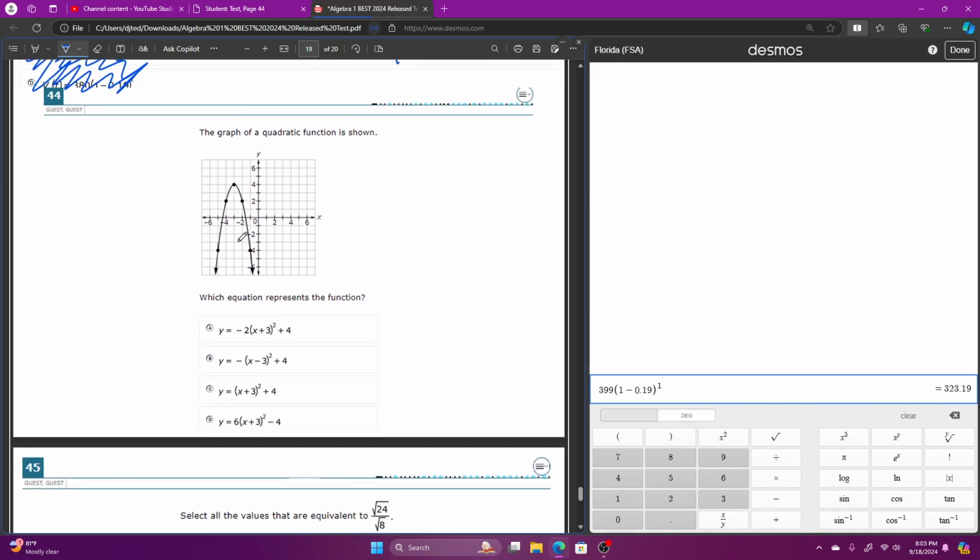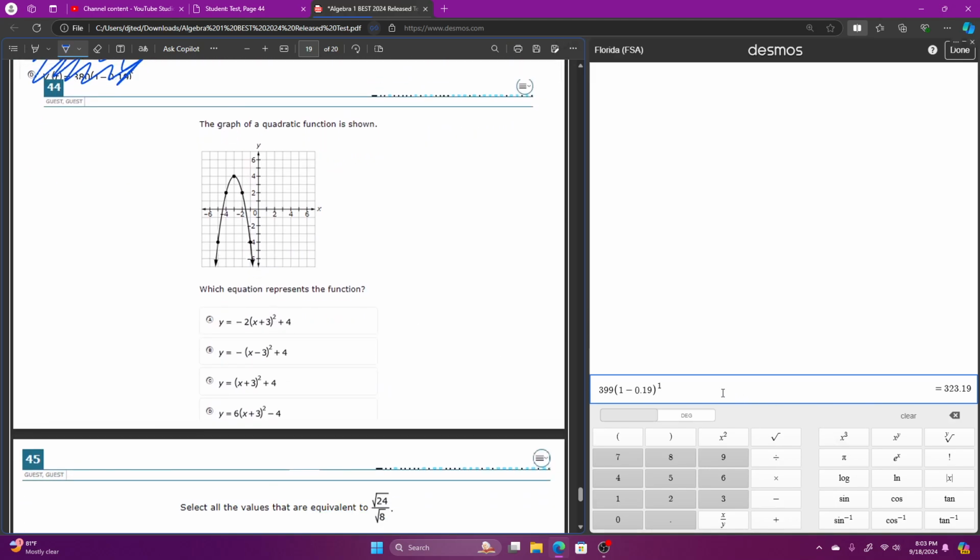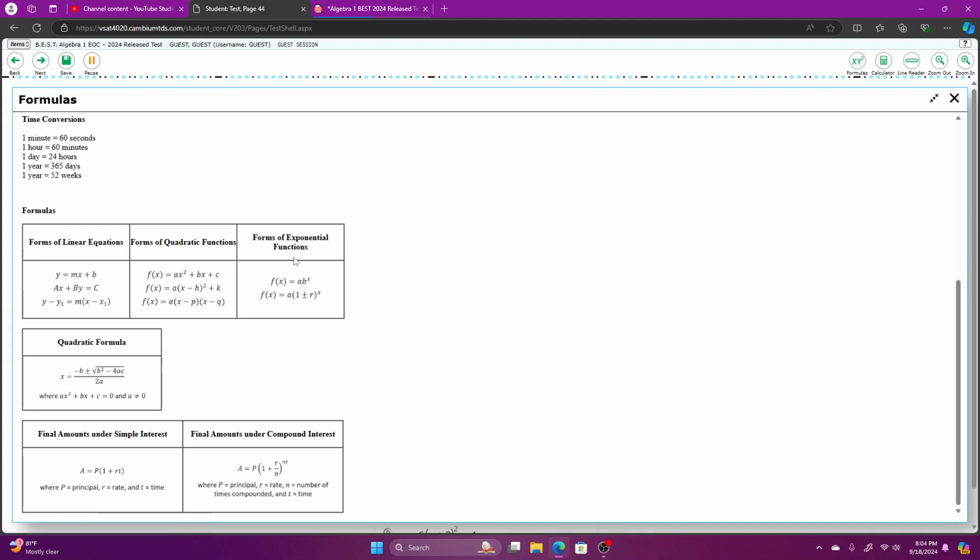And then question number 44. The graph of a quadratic function is shown. Which equation represents the function? And right here, on this form of quadratic function on the reference sheet, you see I keep going back and looking at the reference sheet, and it helps my memory to remember what these things are called. So this one, the second one here, is called vertex form of a quadratic function.